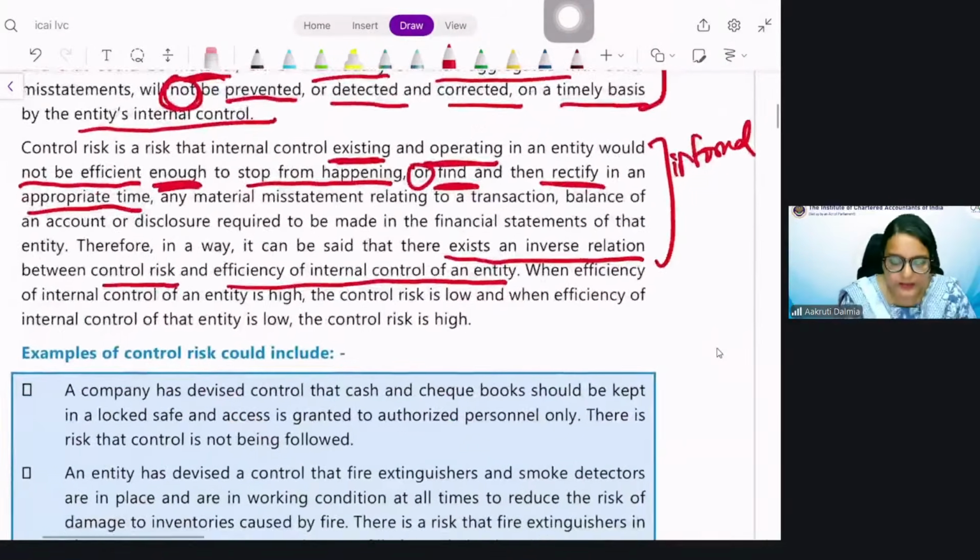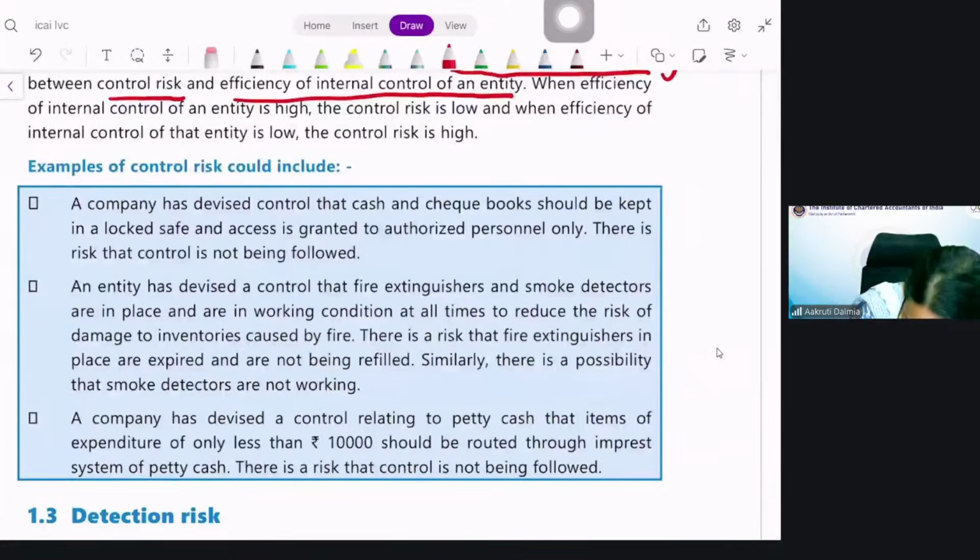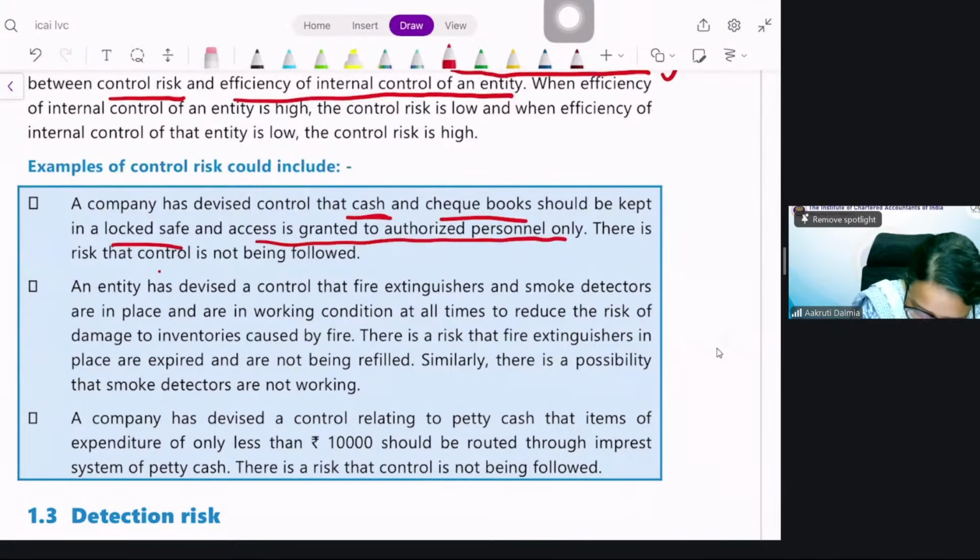Now let's come to some examples. A company has devised a control that cash and checkbook should be kept in a locked safe and access is granted by authorized personnel only. There is a risk that someone is not following it, right?